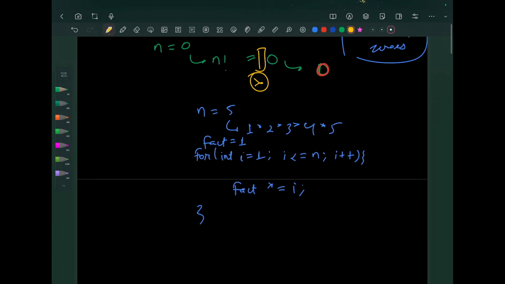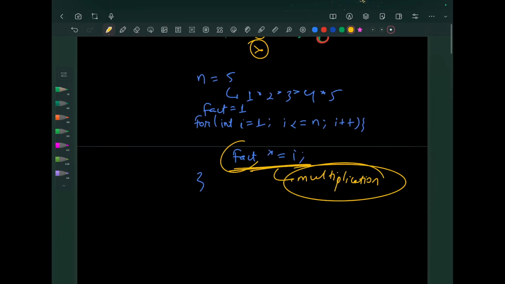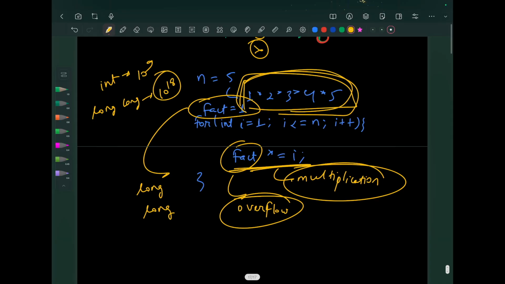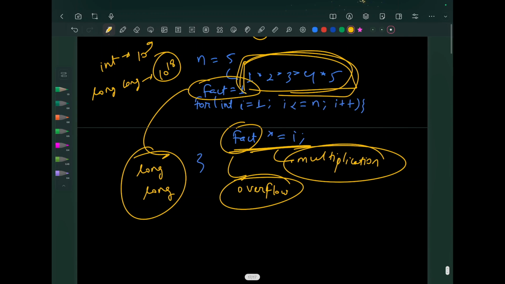One more thing, as I have told you in one of the videos, whenever you are doing a multiplication, this variable can overflow. To avoid overflow, take this factorial as a long. If you take int, it will only store up to 10 to the power 9, but long can store up to 10 to the power 18. If you are multiplying, in that case take long instead of integer. Okay, now we were able to find our factorial.